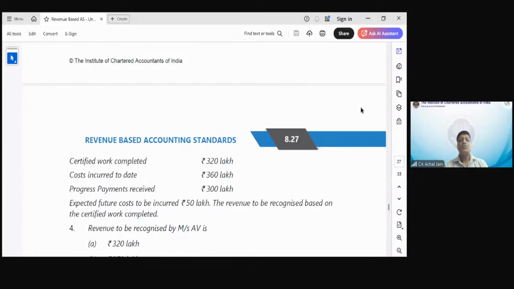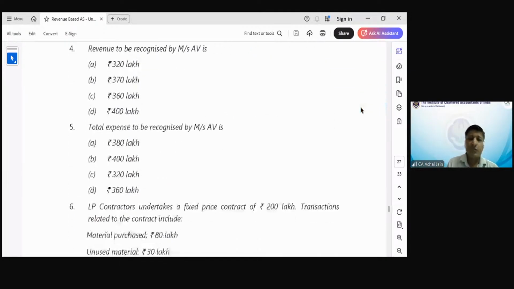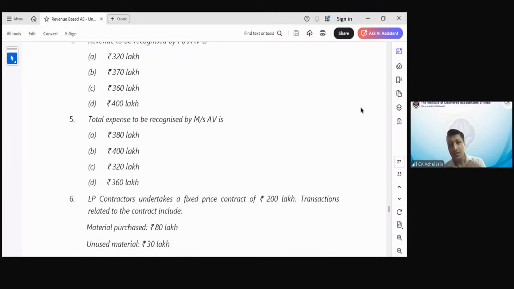There could be a reason for that. See, they are saying that you need to recognize revenue based on certified work. Okay, only the certified work you need to consider. So what is your certified work completed? 320. Okay. So you are not taking the total cost, you are taking only the certified work cost plus the loss, which could be 40. So that could be the reason. Okay. Okay, sir. What else? Okay, sir. Thank you, sir. Sure.